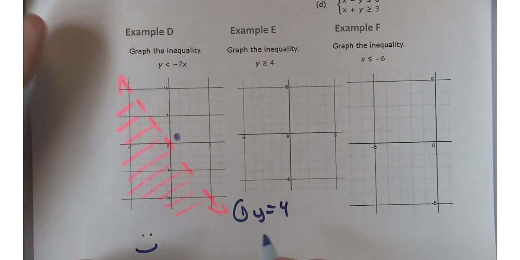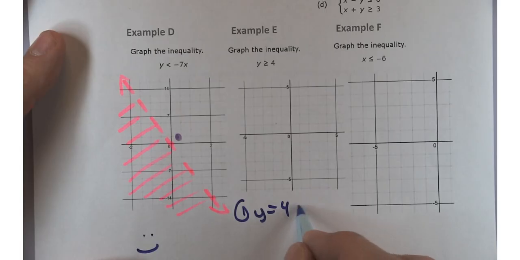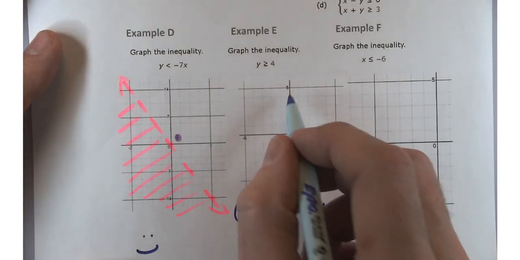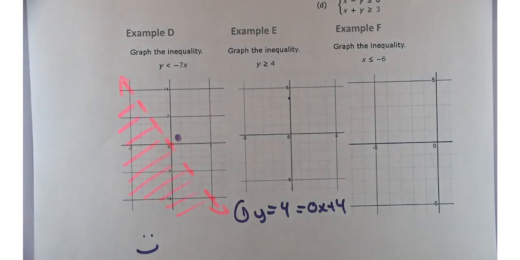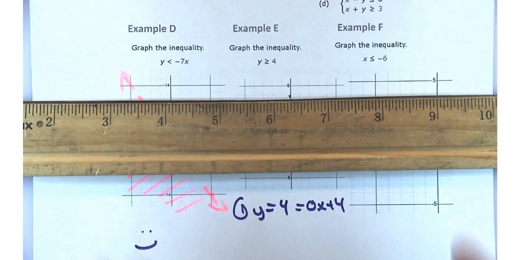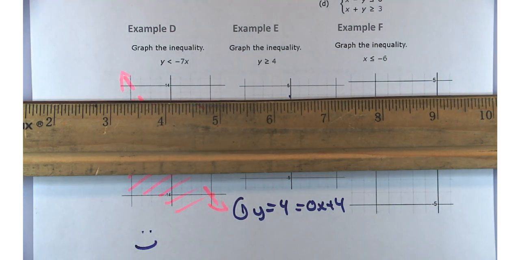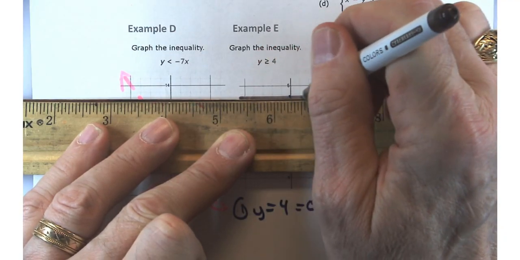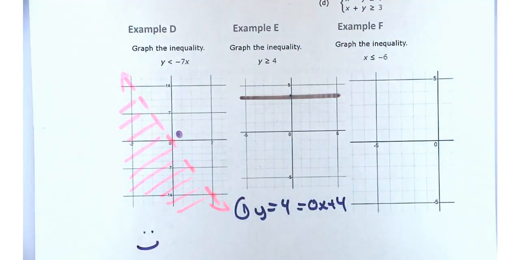In fact, you could think of this again as being in slope-intercept form. It's 0x plus 4. So 0 slope is going to be a horizontal line, and it's going to go through y equals 4. Cool. Should I use a solid line or a dashed line to graph this? Solid. Thank you. Solid line. So let's just draw a nice solid line through there. And let's see, we'll use a different color just for variety. So there's your solid line.